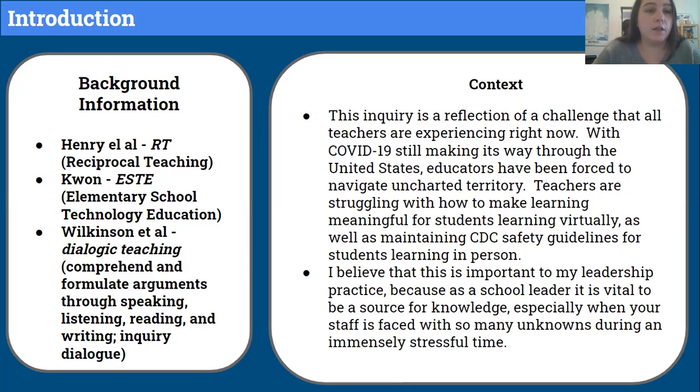And when discussing the Wilkinson et al. article, I will talk about dialogic teaching, which basically means that students are able to understand and form arguments through speaking, listening, reading, and writing. And it's very similar to inquiry dialogue.